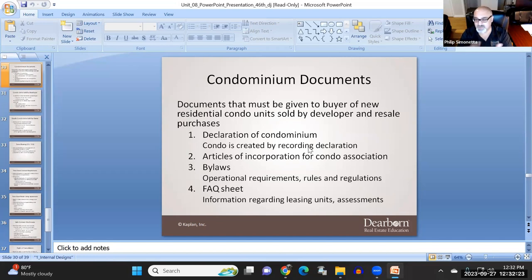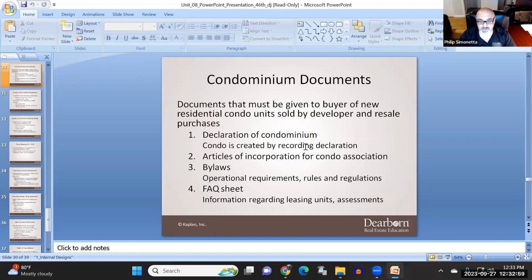So that declaration has to be given as a copy, if it's a new condo, brand new, or resale. The articles of incorporation for the condo association, you got to give a copy of that, new or resale. Bylaws, the operational requirements, the rules and the regulations, they got to get a copy of that, new and resale. Frequently asked question sheet, that's information regarding leasing the units. Can you rent them? What are the assessments? How do they figure it out? Okay, so those four things are given to a new buyer of a brand new one or a resale.